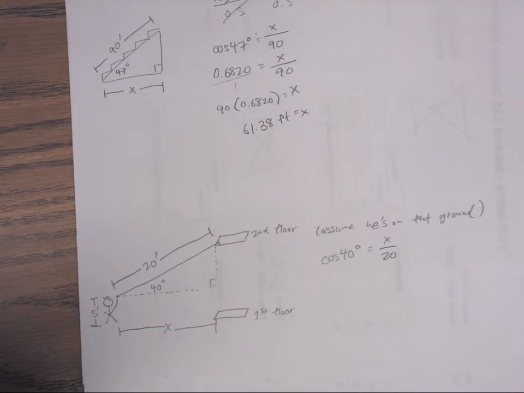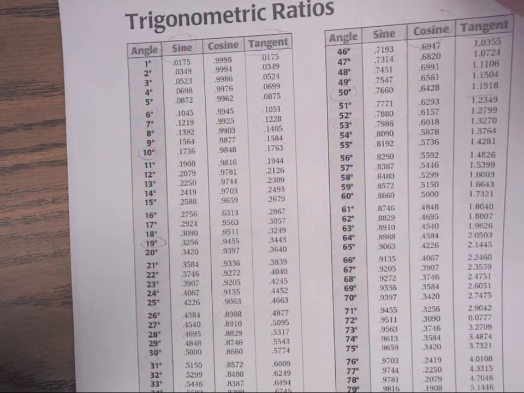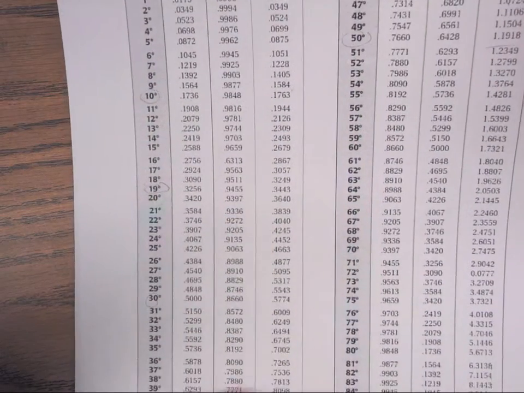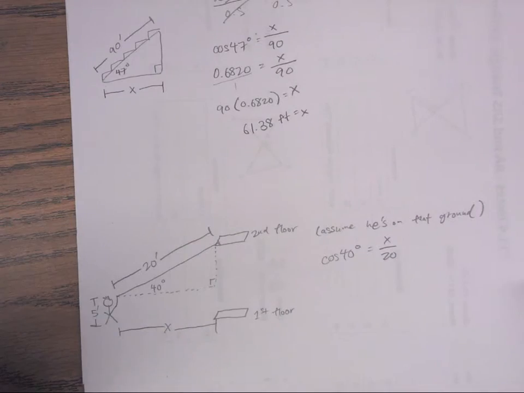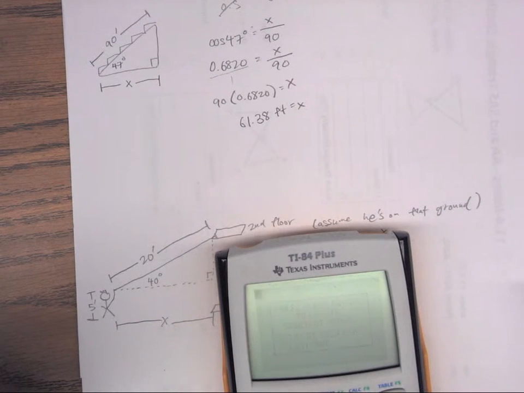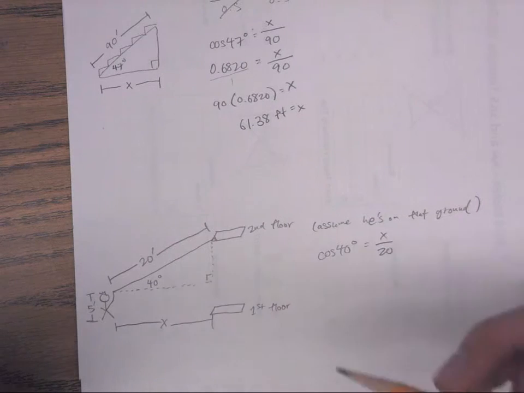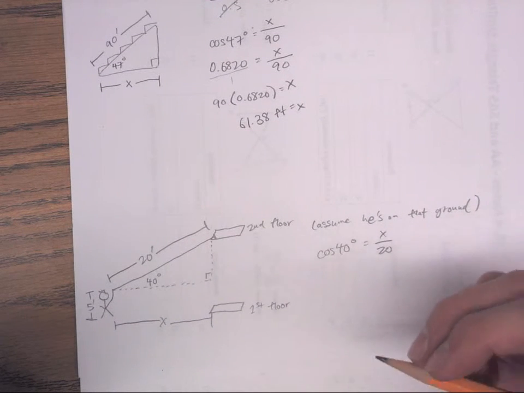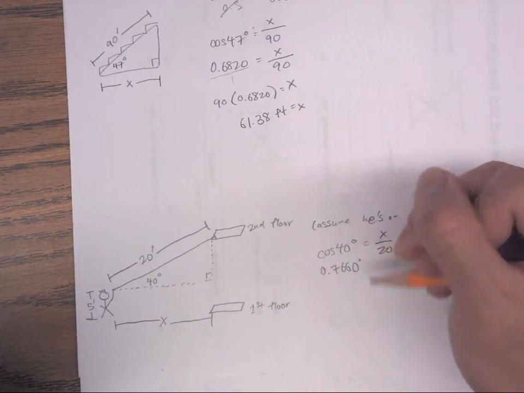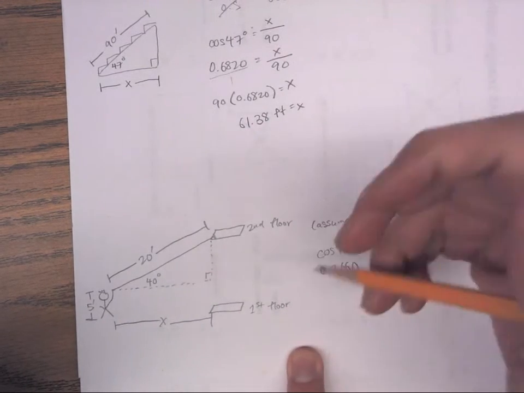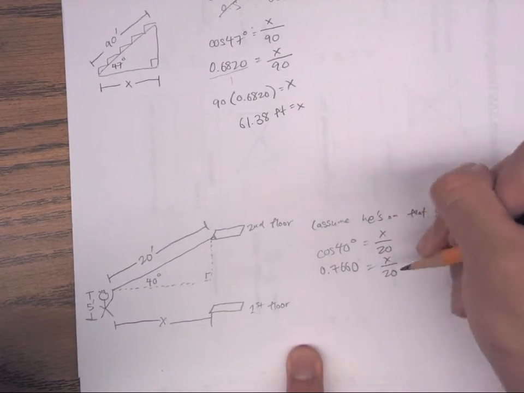Okay? So from here, use your table, find the cosine of 40, go all the way down. Cosine of 40, I believe, is 0.766. If you don't believe me, put it in here. Cosine of 40, 0.766. Okay, so that's the one I'm going to use. So 0.7660. That's not a degree. Sorry. Equals x divided by 20.